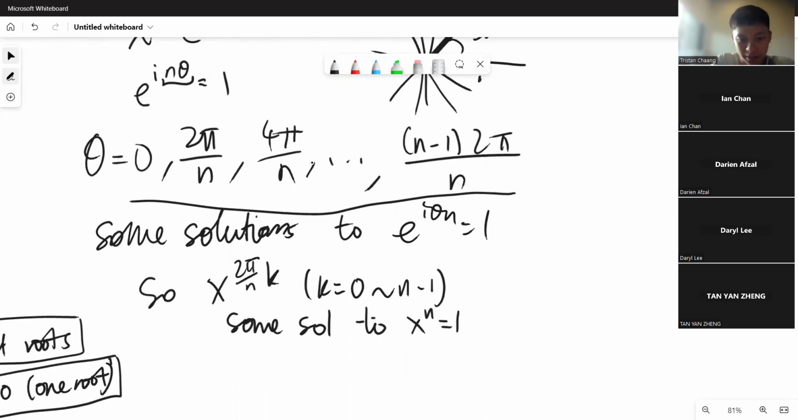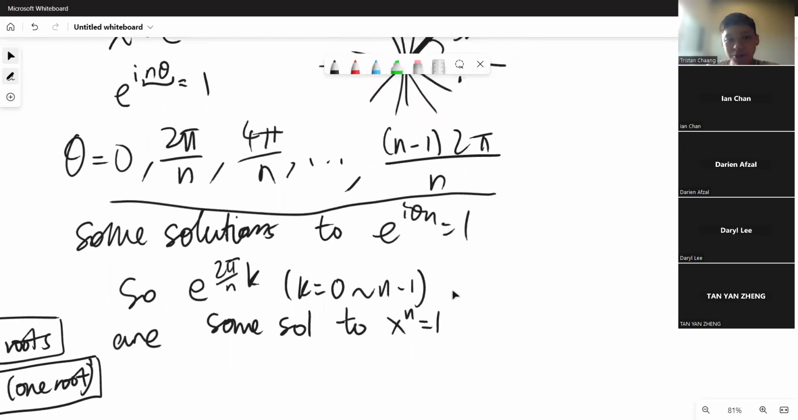Now, can anyone tell me something that we can say from this? Are they all of them? Are there any other ones? Why or why not? Now look, x to the n equals 1. What's the degree of this polynomial x to the n minus 1? It's n. You can only have at most n roots. But we have already found n roots.